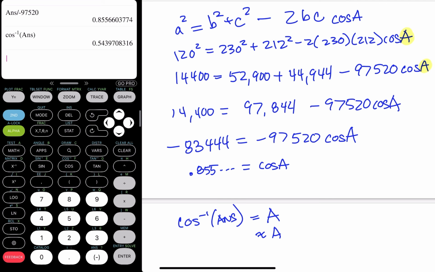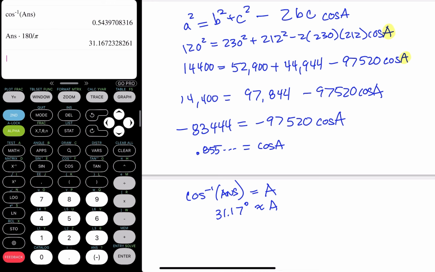So to get that into degrees, I'm going to have to multiply that by 180 divided by pi. So that should be 31.16. So in other words, 31.17 degrees is what A is approximately. Again, if you had your calculator in degrees, you wouldn't have to do that last step I did. You would just go from right here to right here. Make sure your calculator's in degree mode before you begin working.